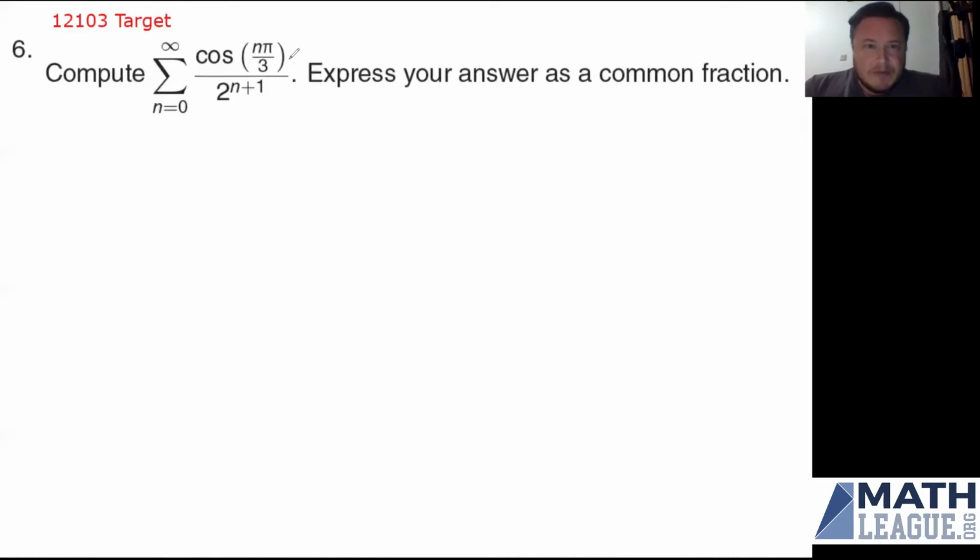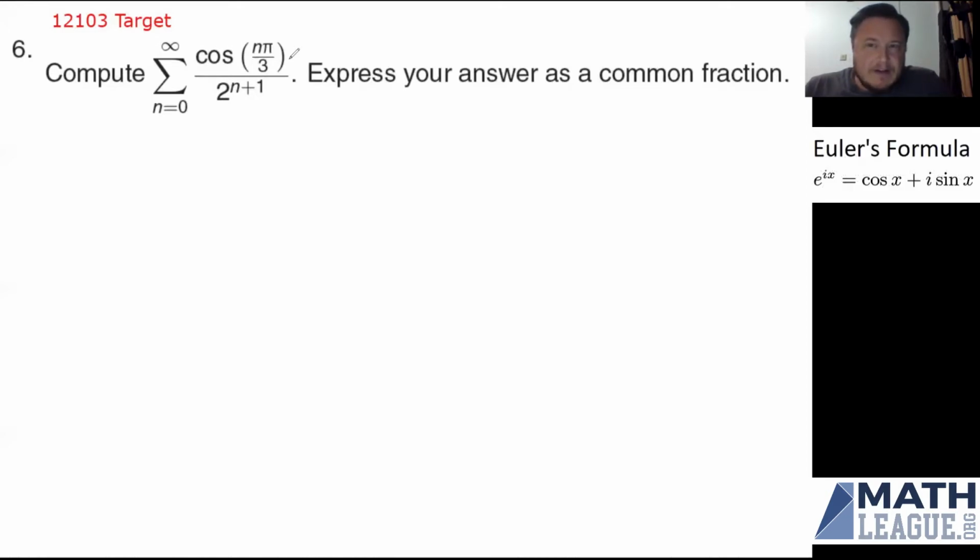Now, before I proceed to show you my solution, I do want to point out that the solution that was distributed with this test uses a slightly different solution. So I'm going to show you a completely different solution that takes advantage of something called Euler's formula. Euler's formula is an interesting way to combine the exponential function with sine and cosine. It says that e to the power of ix equals cosine x plus i sine of x.